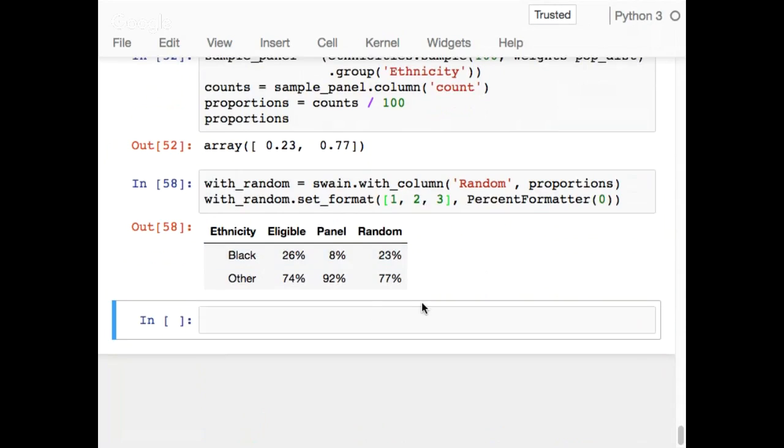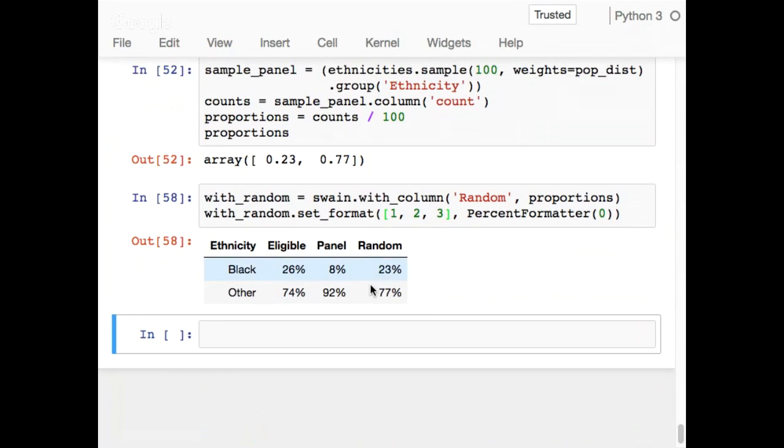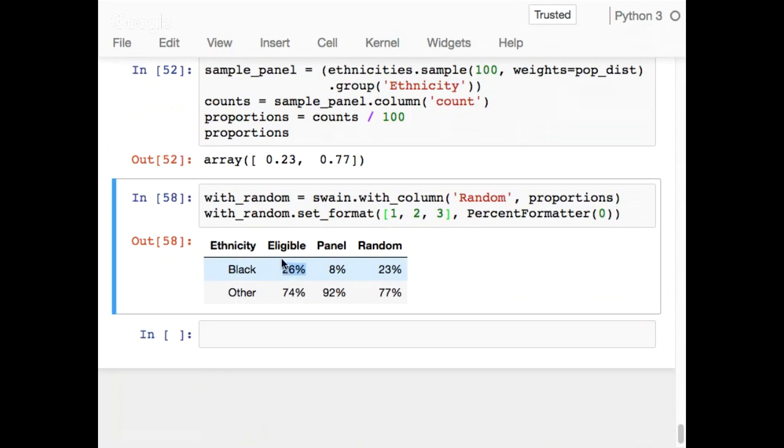Okay, so what I did there is I'm just taking a panel. I'm just showing you the differences between. Okay, so in my population, I have 26% blacks eligible. I have 8% in my actual panel. I have 23% in my random panel. Okay, so I get this.